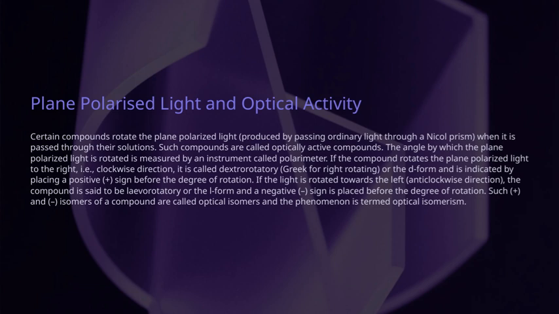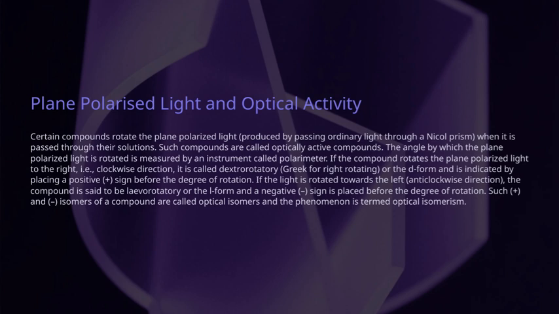Now, let's talk about certain compounds that have the fascinating ability to rotate plane polarized light. When we pass ordinary light through a nicol prism, it becomes plane polarized light, and some compounds can rotate this plane of polarization as it passes through their solutions. These compounds are known as optically active compounds. The degree to which they rotate the plane is measured using an instrument called a polarimeter. If a compound rotates the plane of polarized light clockwise, towards the right, we call it dextrorotatory, which is Greek for right rotating, and we denote this with a plus sign before the degree of rotation.